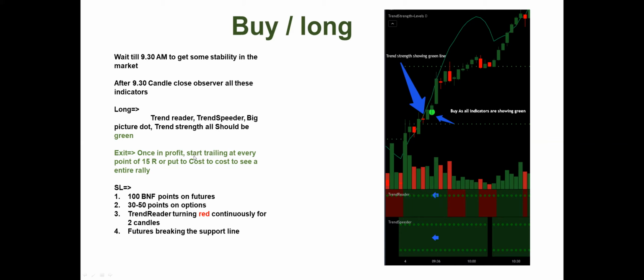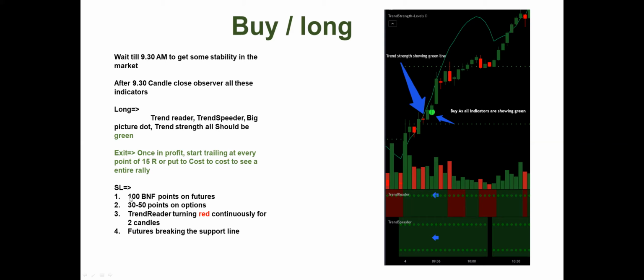Exit: once you are in profit, start trailing at every 15 points on the options or 50 points on the futures, right? So once you start trailing, you can safeguard your profit. If you want to completely ride the rally, just put it onto cost to cost, where you will not have any losses, right? And that is the way you can ride the rally.